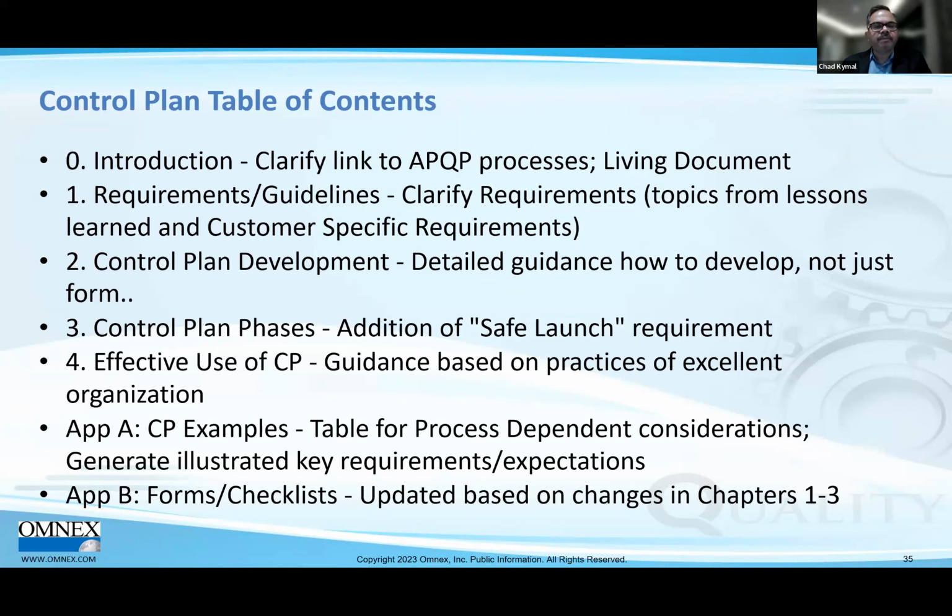You can see here there's a whole flow chart of how this control plan needs to be created, how it goes from the pre-launch control plan to right before the PPAP and into after the PPAP. There's a whole flow chart of that development, and detailed guidelines on how to develop it. A safe launch requirement has been added, and best practices on how effectively you can use a control plan have all been added in.